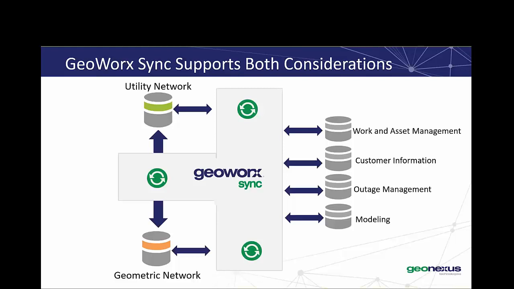We recently spoke with a utility that has a third-party vendor with a solution built on the geometric network, and that specific vendor is not going to migrate to the utility network anytime soon. It's not in their roadmap, right? And so rather than having this utility hamstrung to that timeline, they want to get going and migrate to the utility network. So through a tool like this, they'll be able to do that, as well as keep that geometric network synchronized to support that third-party application.